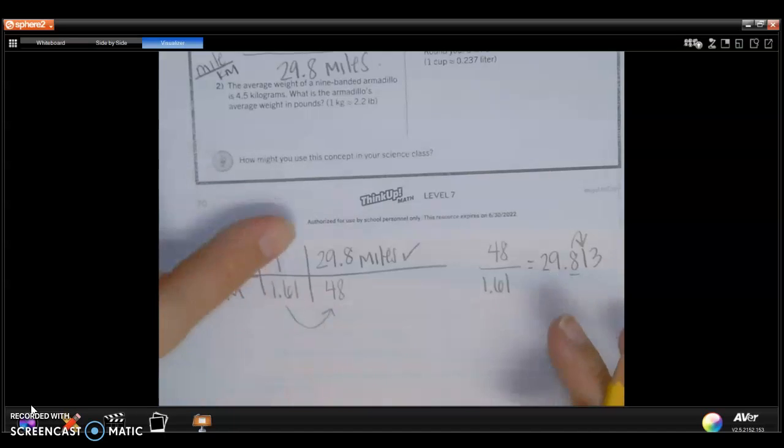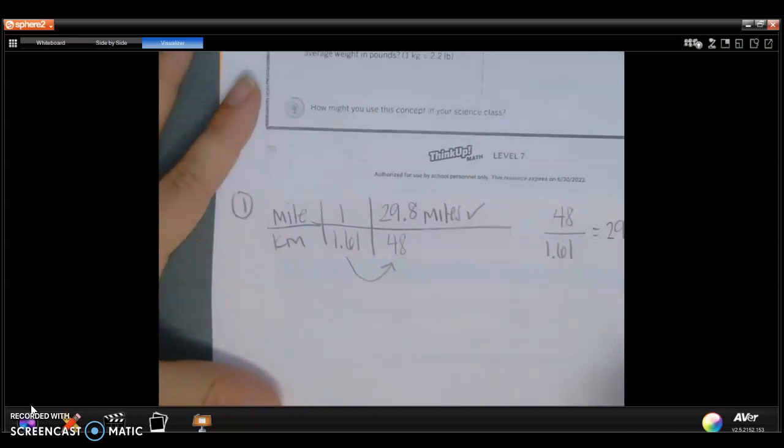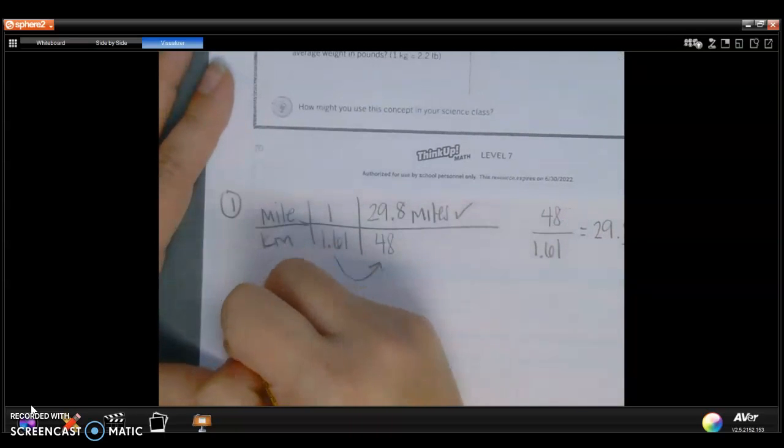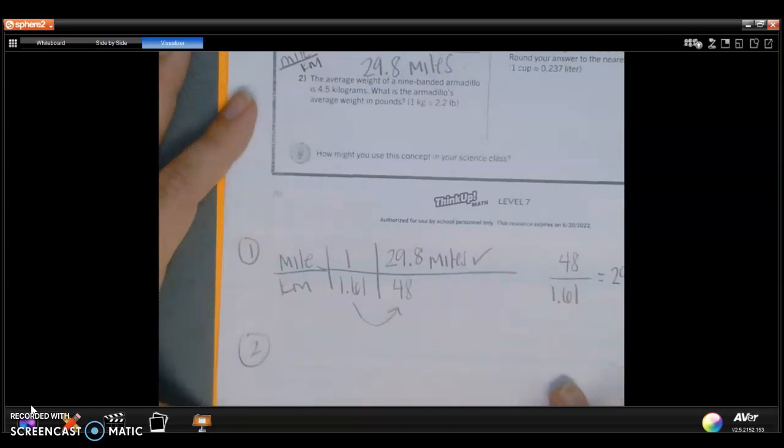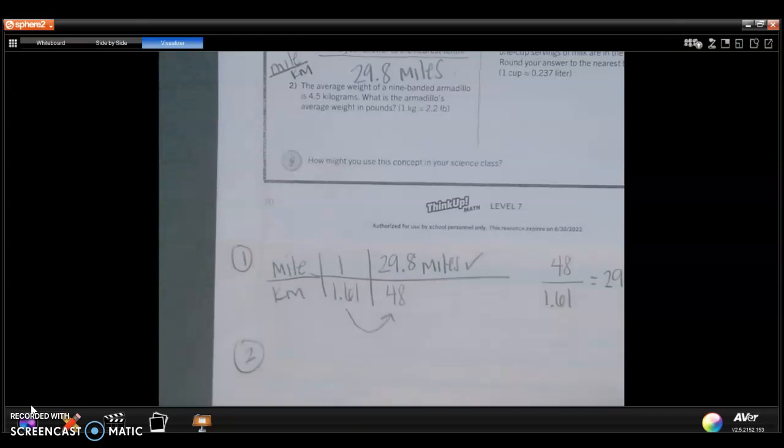Okay, let's look at number 2. And again, I am going to use scratch paper, so if you want to do the same thing, that's completely fine. Just make sure you're numbering. The average weight of a 9-banded armadillo is 4.5 kilograms. What is the armadillo's average weight in pounds? And it tells us that 1 kilogram is approximately, that's what the two little squiggly looking equal signs look like, approximately 2.2 pounds.